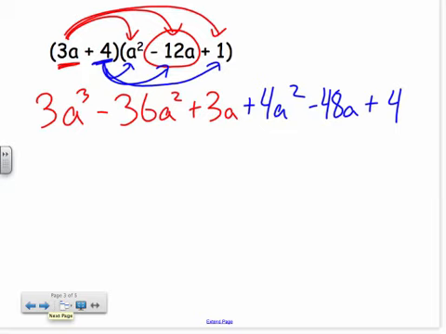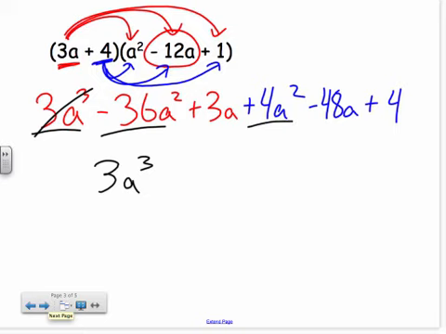And just like the last problem, we got to simplify it all the way. So see if you have any like terms. I'll just go term by term. So I look at my 3a cubed. I don't have any other a cubed, so I bring that down. Done with that one. Now we got an a squared. Any more a squareds? Yes, we do.